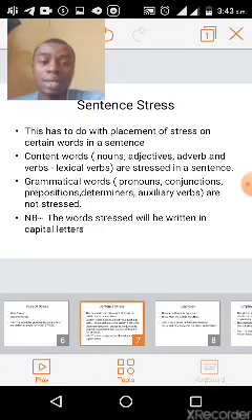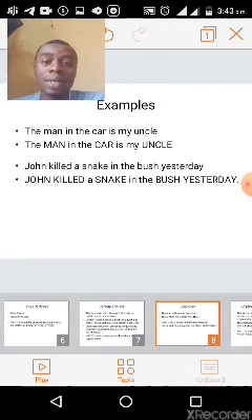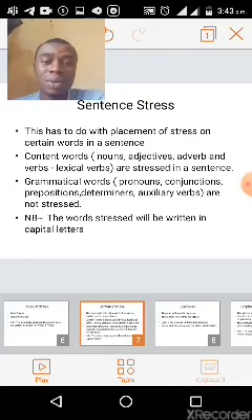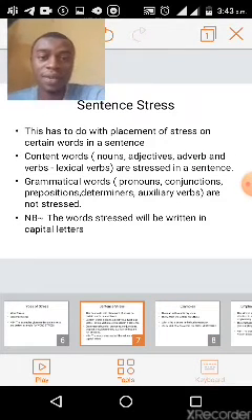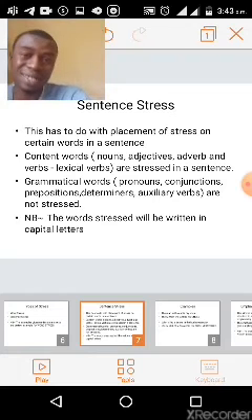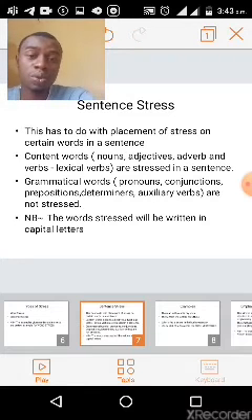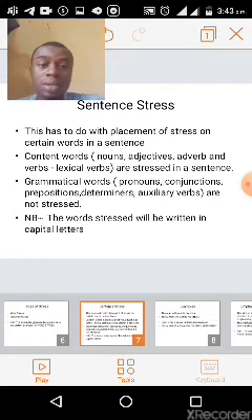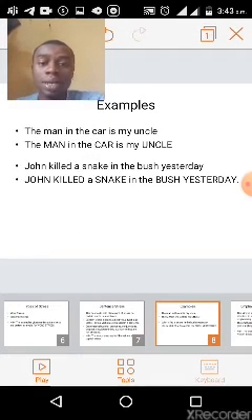Now let's look at the examples. We have this example here: The man in the car is my uncle. Like I said earlier, you only stress content words: nouns, adjectives, adverbs, and verbs. That is lexical verbs, not auxiliary verbs. Those that won't be stressed are pronouns, conjunctions, prepositions, determiners, and auxiliary verbs. So here we look at the content words. The man in the car is my uncle.